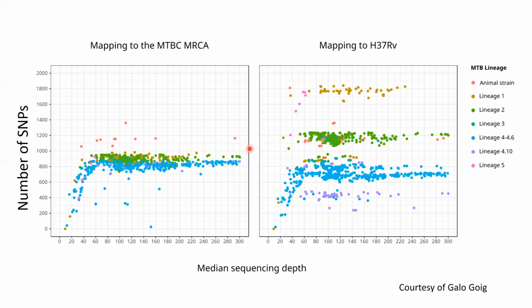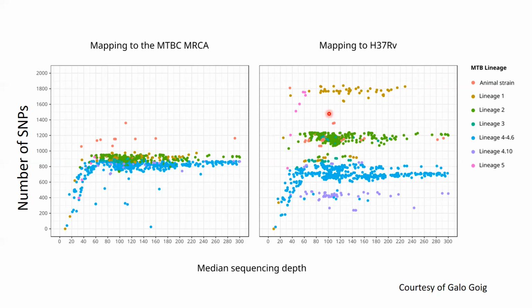In these two plots, on the left, you have the number of SNPs, single nucleotide polymorphisms, that we typically discover when we map strains from different lineages to a reconstructed ancestor. You can see that all the different lineages, represented by different colors, have more or less the same number of SNPs. On the right, you can see the number of SNPs we recover from mapping to the H37Rv sequence.